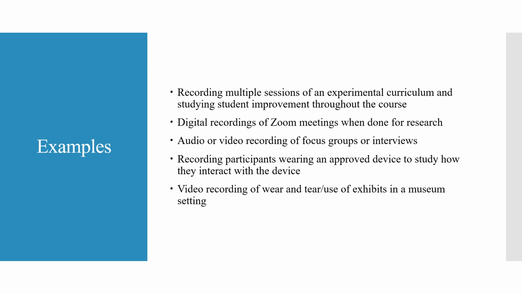Let's go over some examples of studies that would fit under expedited category number 6. One example would be recording multiple sessions of an experimental curriculum and studying the student improvement throughout the course. So let's say you record the very first time they're using the curriculum, a couple times in between, and the very last time, and you're just seeing how they interact with that curriculum, whether there is improvement or not improvement, and just using those recordings for your research.